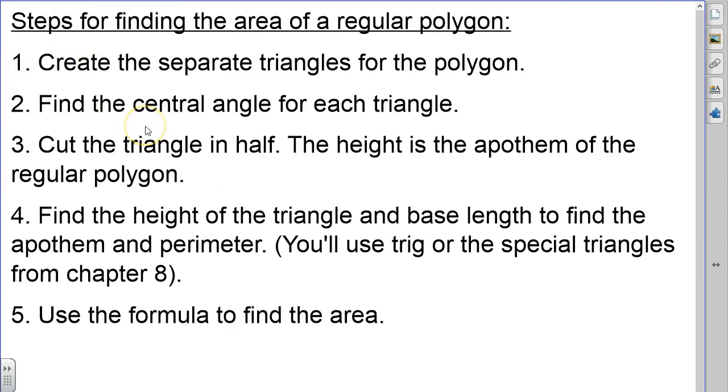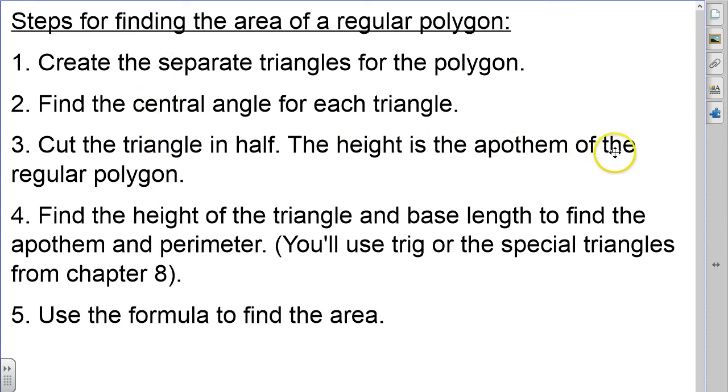Okay. Now, for the steps for finding the area of a regular polygon, I suggest you just pause the video here, copy these steps down, and then on the next slide I'm going to show you how it works. So the first thing you do is you create the separate triangles, which is basically what I did in the slide before when I showed the formula. But then what's going to happen is you're going to need to find some side lengths on these guys. So find the central angle. That's the next step. And then step 3, cut the triangle in half. So you'll use its central angle for each of these triangles, cut the triangle in half.